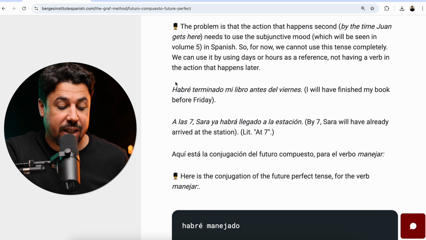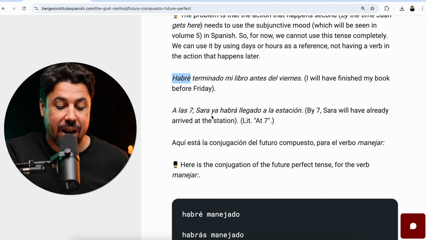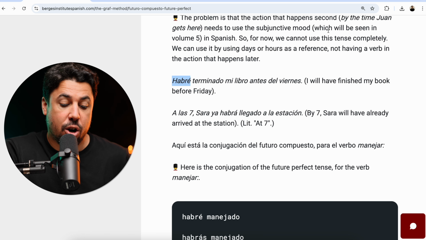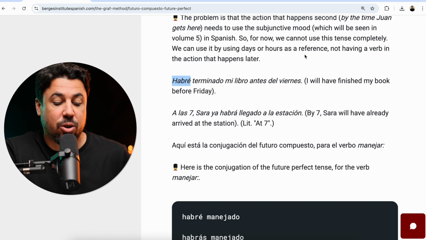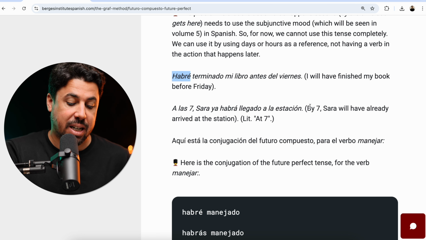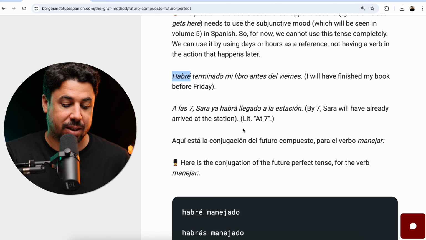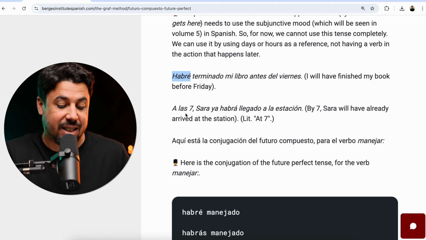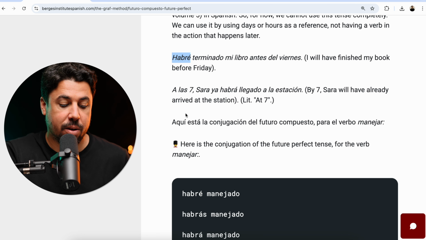However, if you see it, it looks like this. Habré terminado. I will have finished my book. So we can use it by using days or hours as a reference, not having a verb in the action that happens later. So by 7, Sarah will have already arrived at the station. A las 7, Sara habrá llegado a la estación.